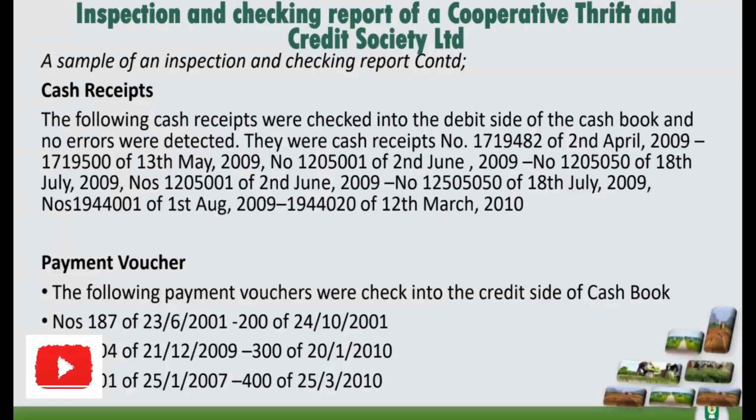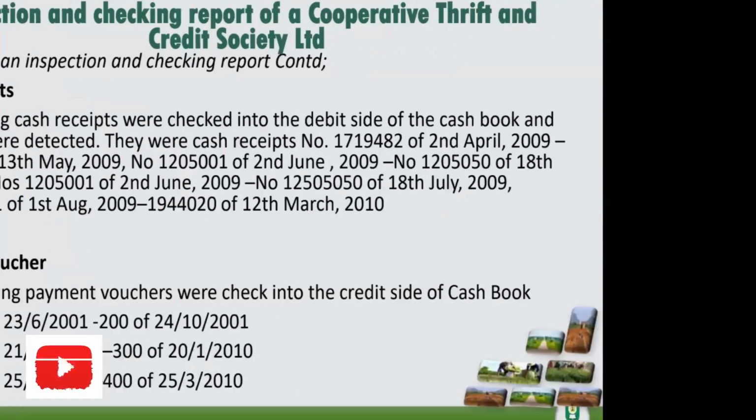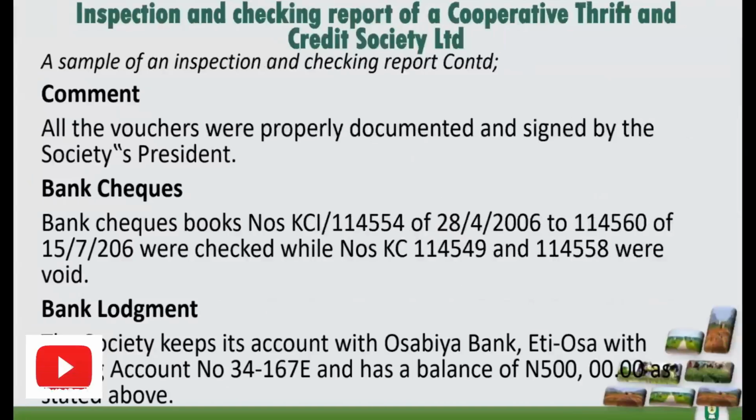Number 187 of 23rd June 2001, 20th to 200 of, you mention the date. Number 2, you mention the date. Number 301, you mention the date and the numbers and so on. Now you move to the next, comments. Look at how you present your comment. All the vouchers were properly documented and signed by the society's president.